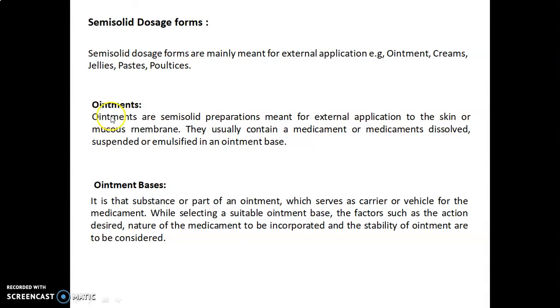Ointments are semi-solid preparations meant for external application to the skin or mucous membrane. They usually contain a medicament or medicaments dissolved, suspended or emulsified in an ointment base. The ointment base is the substance or part of an ointment which serves as a carrier or vehicle for the medicament. While selecting a suitable ointment base, factors such as the action desired, nature of the medicament to be incorporated, and the stability of the ointment are to be considered.